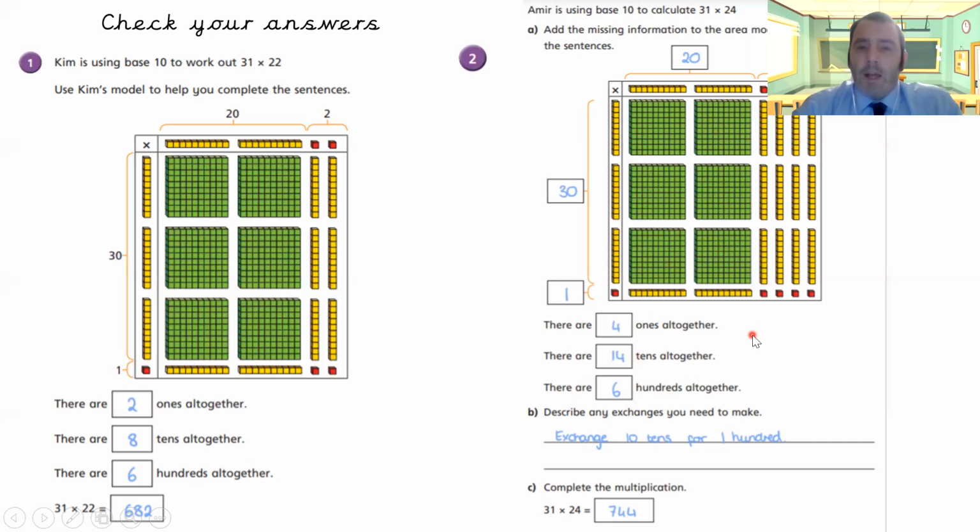Okay. Can I write my answer down like that? 6144? I don't think so. So we need to think about exchanges that we need to make. So we need to exchange 10 10s for 100. So my number actually has 4 1s, 4 10s, and 7 100s to give me 744.